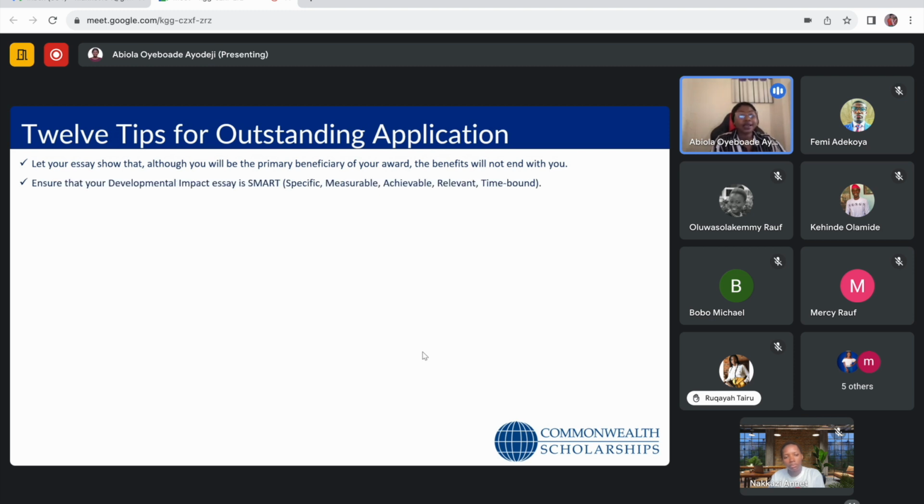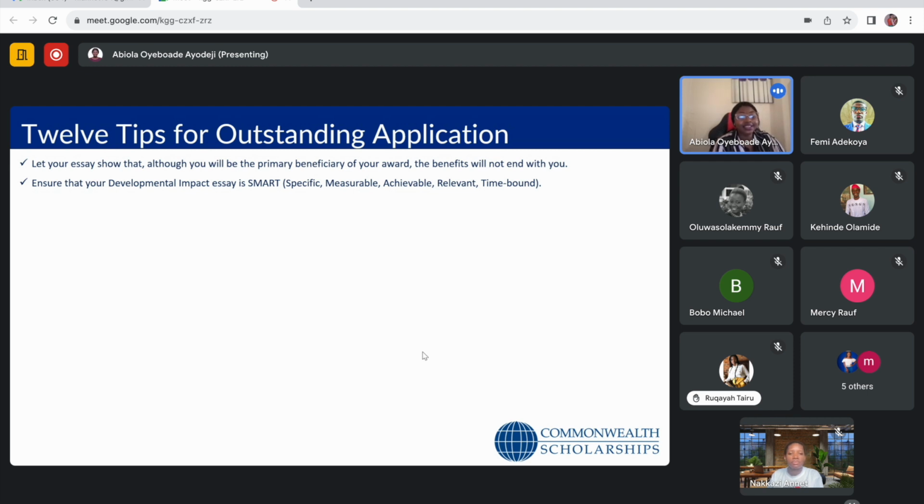And another thing is, let your developmental impact essays be SMART. Let it be specific, measurable, achievable, relevant, and time-bound. And I must say this: Commonwealth is not looking for someone to solve all the problems in your home country. They are not looking for someone to solve all the health-related issues, or all the agricultural-related issues and food security issues.